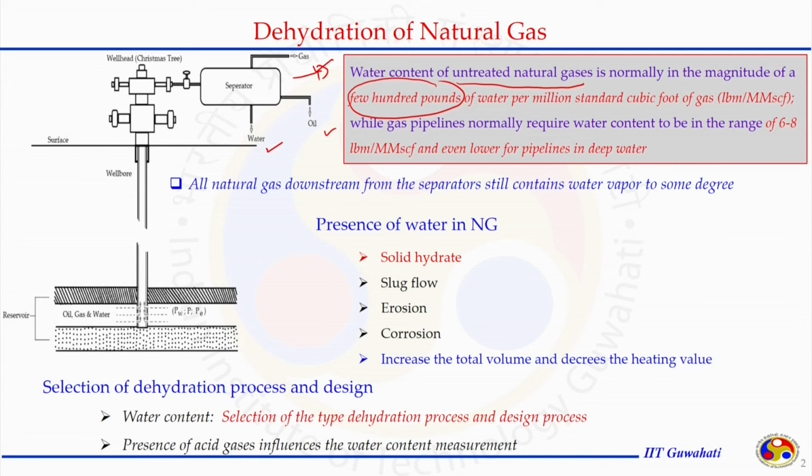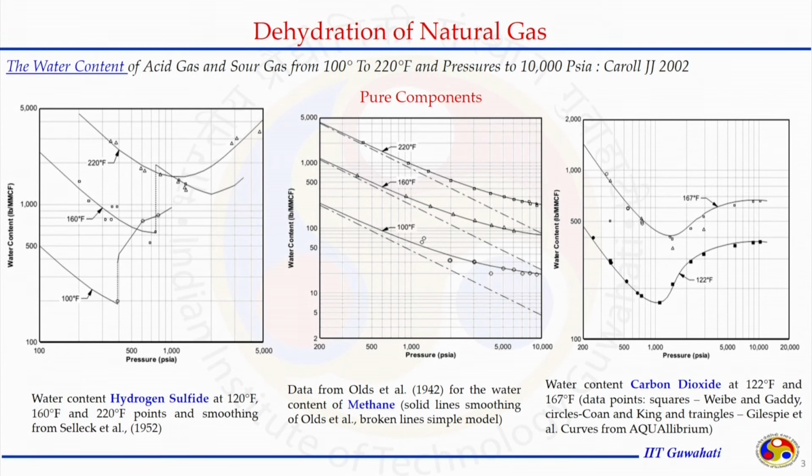So, if a process is chosen based on just water content, but acid gases are also present along with the water, they will influence not only the amount of water content measured, they will also influence the process design and the overall process. When we say natural gas has hydrocarbon and non-hydrocarbon gases, depending on the temperature and pressure condition, the amount of water present in the natural gas depends on the composition of the natural gas also.